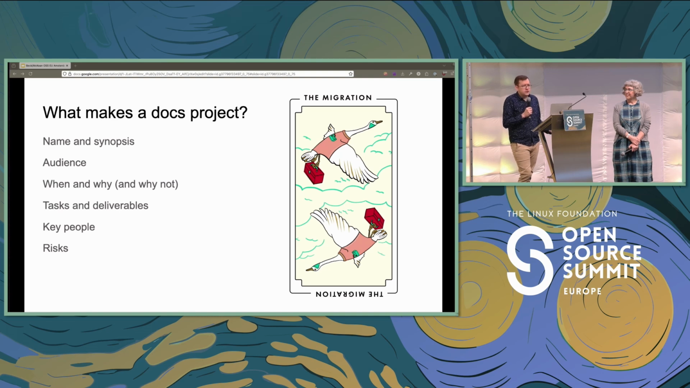And so this is going to help you choose whether this is actually the right fit for what you want to achieve.